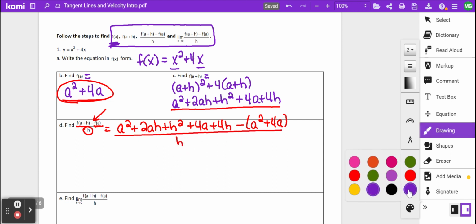Now, let's clean it up a little bit. First thing I see, plus, and then distribute that negative inside. What should happen every single time is every term that's in these parentheses should cancel with a term here.